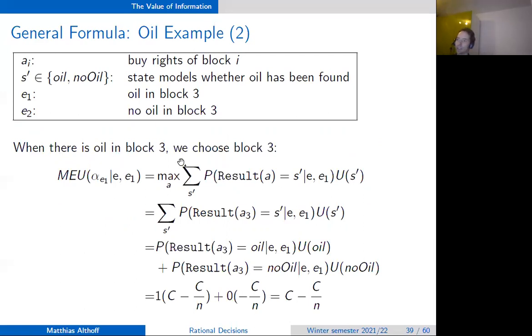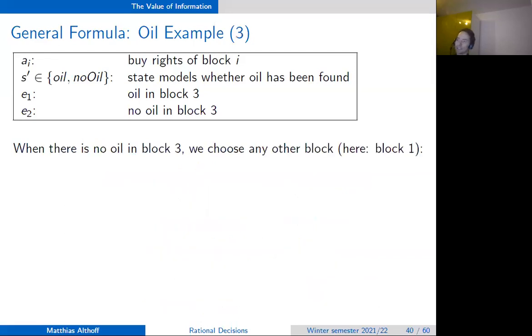So when there's oil in block 3, of course, we choose block 3. So the best action is to drill in block 3, and then we get the utility of the oil. We would never, ever not drill there, because if the seismologist says there is oil, then there is oil. Yes, so it's just probability of 1 because we know there's oil, multiplied with the profit, which is C minus the cost, C, which is C over N.